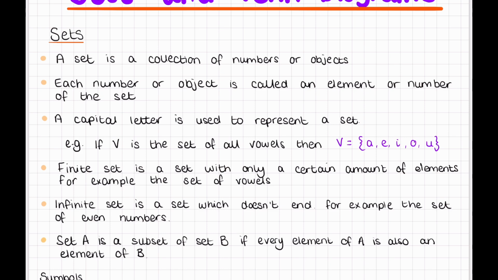An infinite set is a set which doesn't end. For example, the set of even numbers, because we can keep on going with even numbers all the way up to infinity, therefore it doesn't have an ending point.